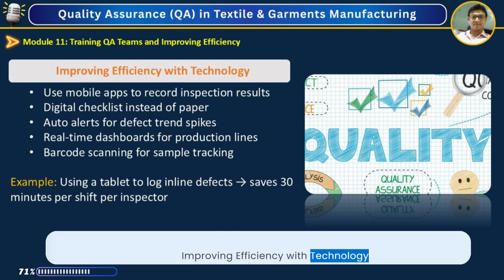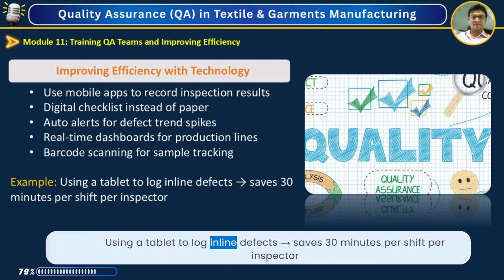Improving efficiency with technology. Use mobile apps to record inspection results. Digital checklist instead of paper. Auto alerts for defect trend spikes. Real-time dashboards for production lines. Barcode scanning for sample tracking. Example: Using a tablet to log inline defects saves 30 minutes per shift per inspector.